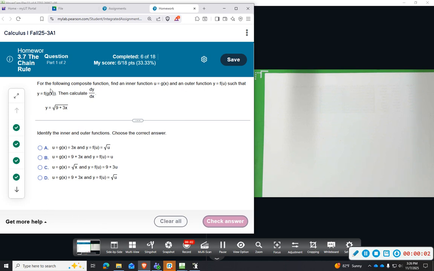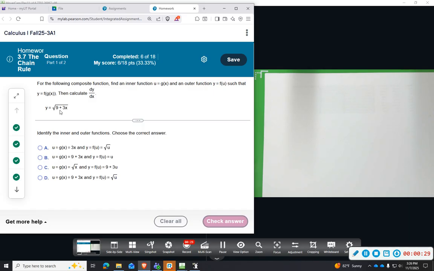Number 7, we want to use the u substitution and identify the inner and outer function. And then we're going to find the derivative using chain rule. So you have a square root, so that's going to be your outer, and then the 9 plus 3x is inside of that. So the g(x) in this case will be the 9 plus 3x. Looks like B so far.